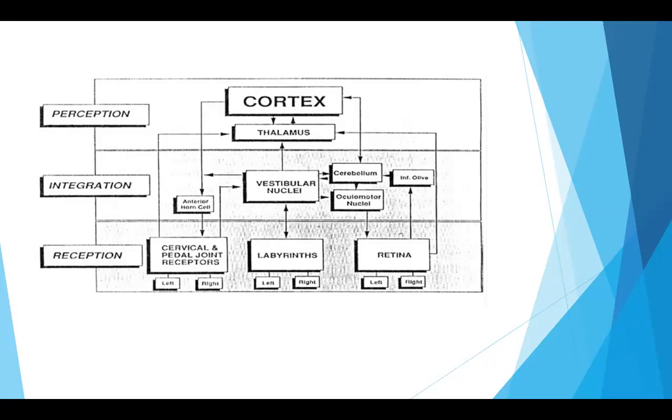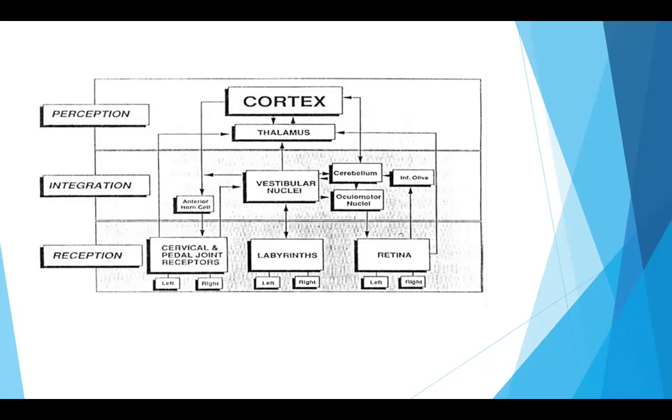The vestibular nuclei has very good connections with a few of the other nuclei. It has good connections with the cerebellum, because the cerebellum is responsible for the movement of the body. And it is well connected with the oculomotor nuclei. The oculomotor nuclei is responsible for controlling the movement of the eyeball, and then the anterior horn cell of the spinal cord. And all this information is integrated together and sent to the next level, to the thalamus and cortex, for perception.